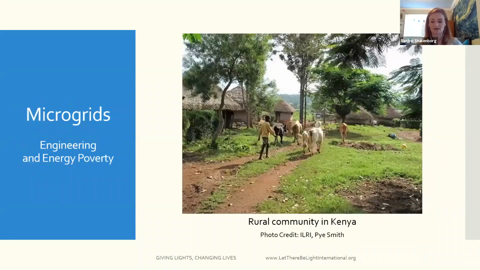And microgrids are actually a technology that I'm very excited about for use in communities affected by energy poverty. Energy poverty is most prevalent in remote rural areas, like this rural community in Kenya. Interconnected grid power is very difficult and expensive to supply to these areas just because they're remote and transmission equipment is very expensive. And due to the affordability gap, people in these communities cannot afford to extend that transmission equipment to their community.